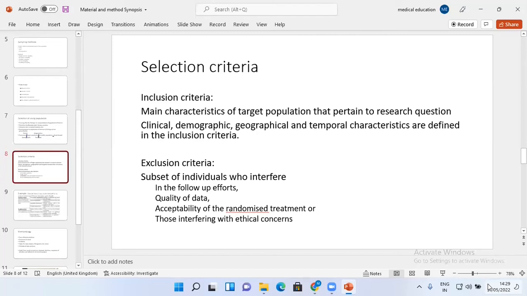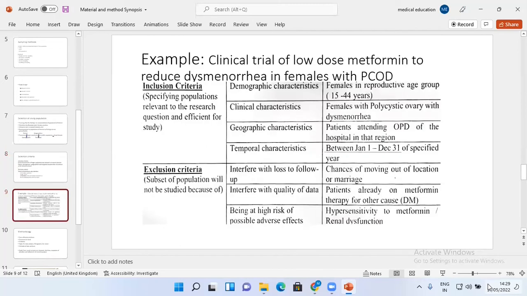So you must know what you're going to exclude, and at the same time you should be aware of why you are going to exclude these cases. There has to be a definite reason behind it to exclude these things from your study design. So coming back to the same example of clinical trial of low dose metformin to reduce dysmenorrhea in females with PCOD. Exclusion criteria with interference with loss of follow-up. So those who have chances of relocation, or they are getting relocated after marriage, or whatever may be the reason. So those patients should not be included.